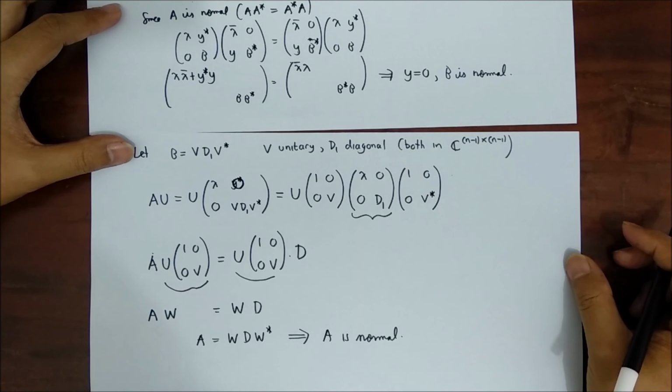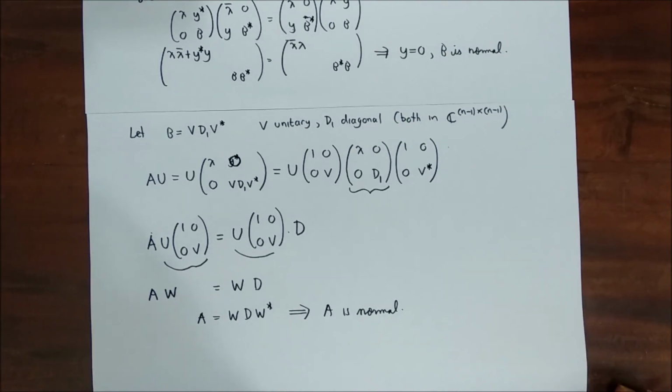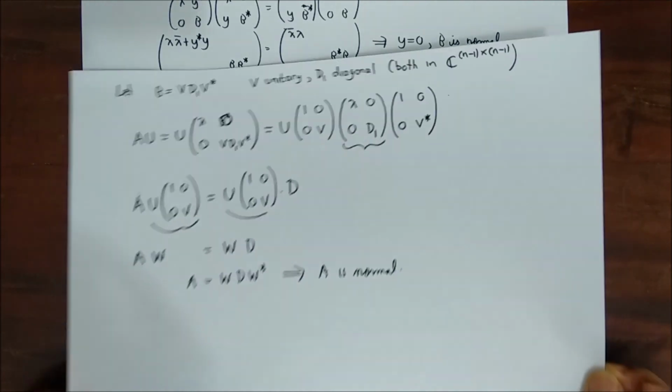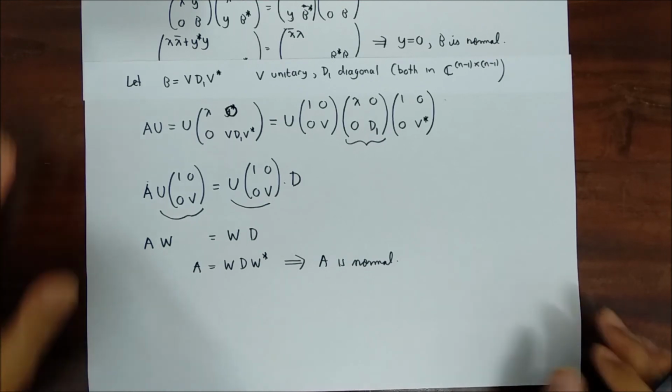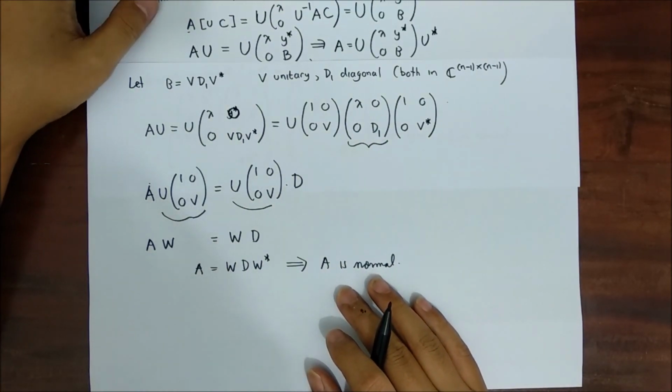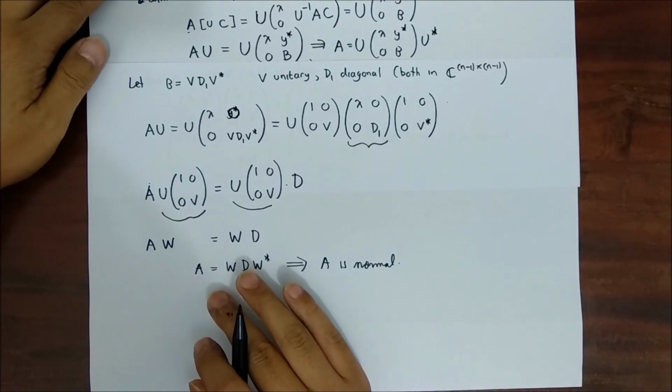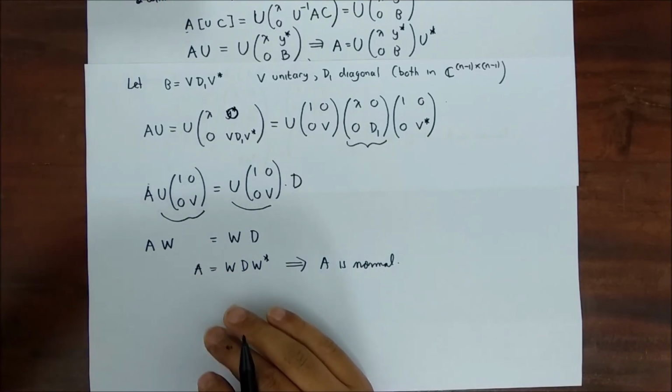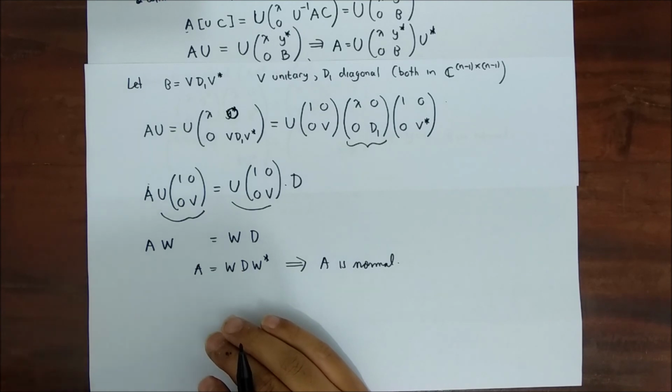Alright, so that's it. So we know that the normality of a matrix is equivalent with the fact that A can be diagonalized unitarily.